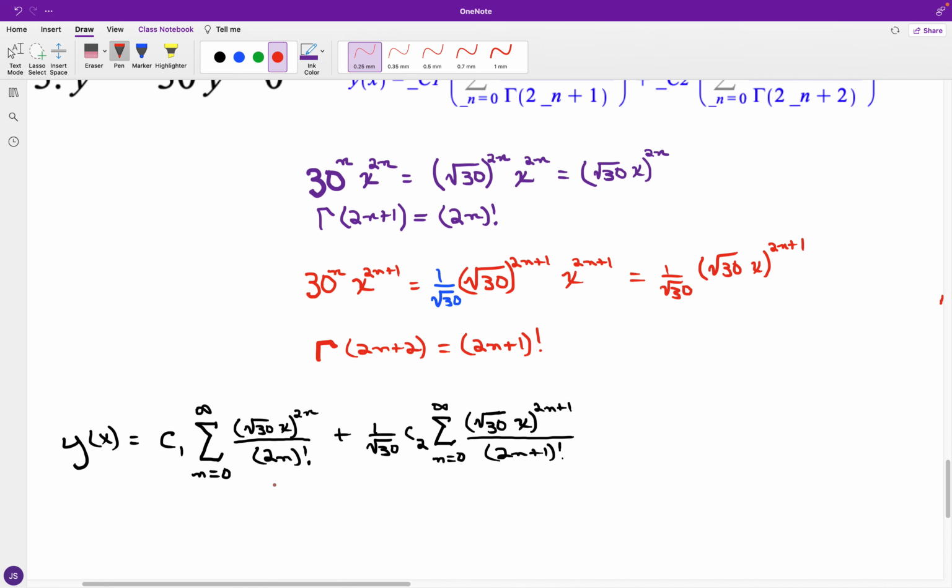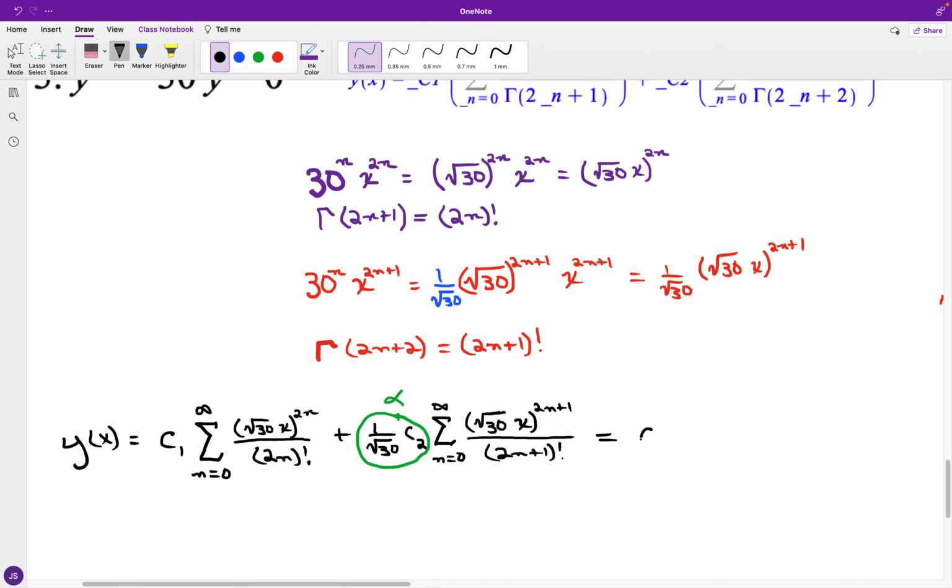So we have y of x is equal to c sub 1 times, again, you have the square root of 30x raised to the 2nth power all over 2n factorial, and you have plus 1 over the square root of 30 c sub 2, and by then you can just either leave it as it is, or you could write this as another constant, where a constant multiplied by a constant is still a constant, and we have times the summation of the square root of 30 times x, raised to the 2n plus 1 all over 2n plus 1 factorial.